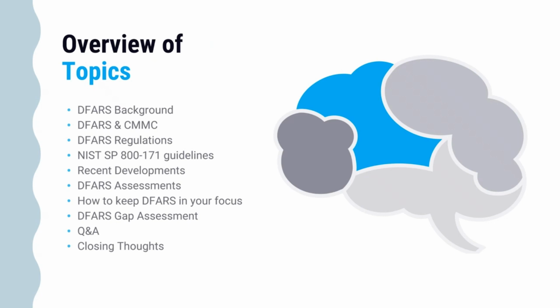The overview of topics we're going to cover today is DFARS background, where everything came from, the relationship between DFARS and CMMC, the DFARS regulations which may or may not apply to your organization, how the NIST 800-171 guidelines apply to your organization, the recent developments within the DFARS regulations with the transition to CMMC, DFARS assessments and why they're important for your organization, how to keep DFARS in your focus organizationally and from a risk management perspective, and gap assessments. We'll follow up with a Q&A session, as Jack mentioned, and then I'll give you some closing thoughts.